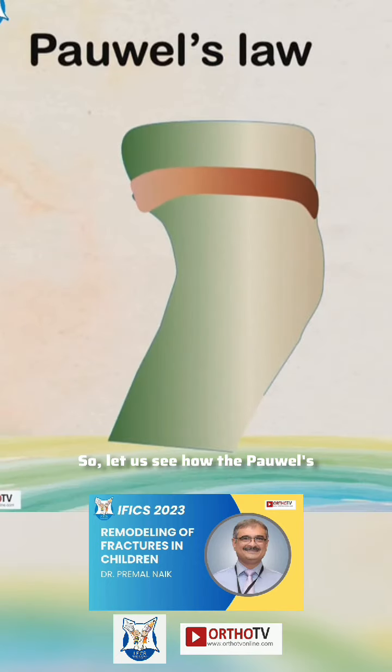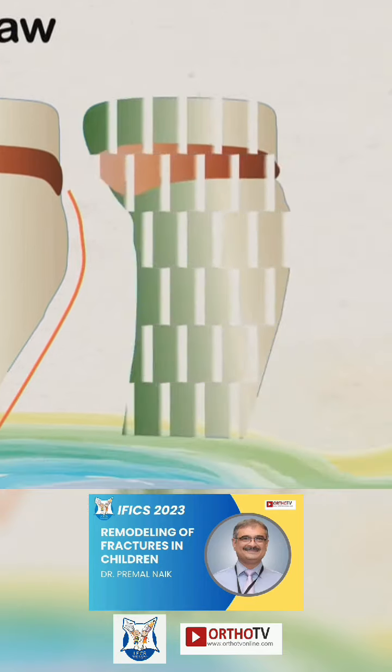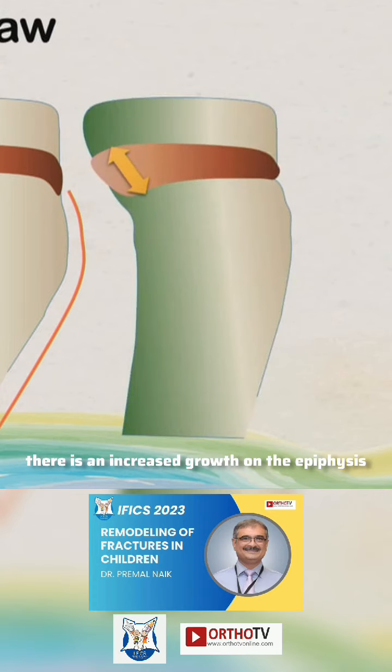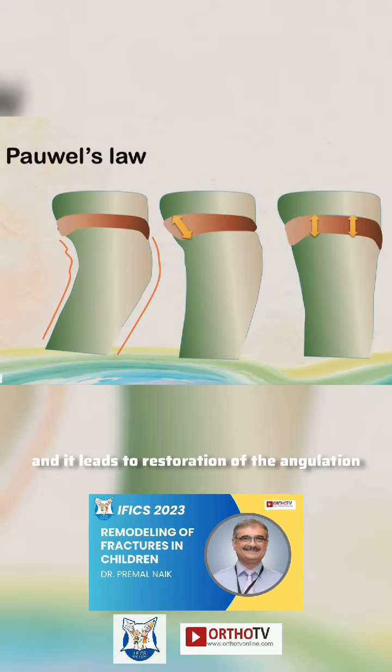So let's see how these laws act. When there is a fracture like this, the periosteum on the convex side becomes tense and the concave side becomes relaxed. Because of the relaxation, there is increased growth on the epiphysis, so that side grows more on the concave side, and it leads to restoration of the angulation.